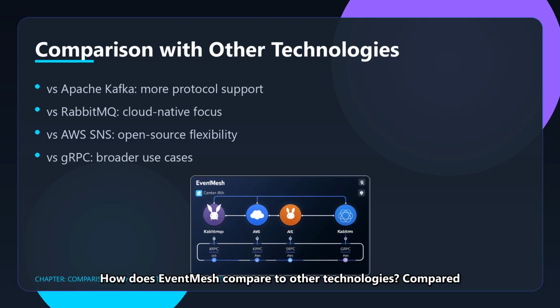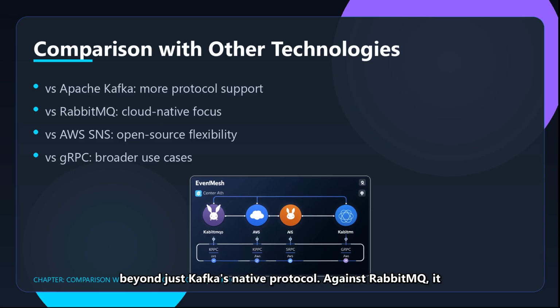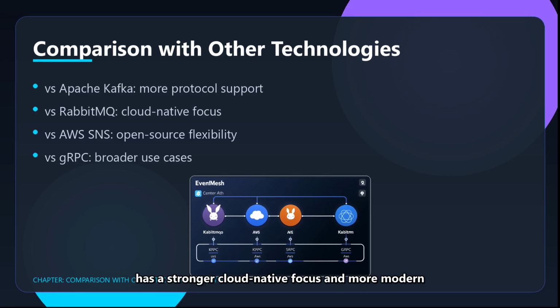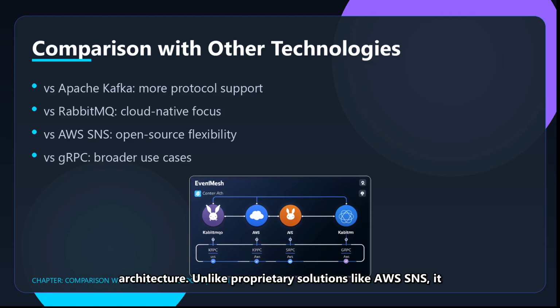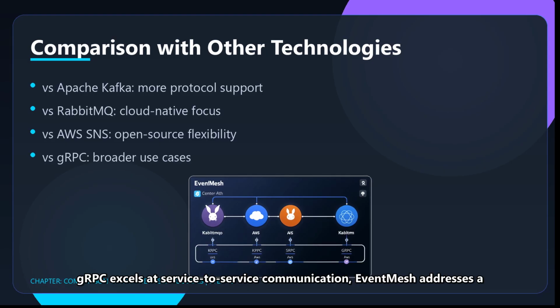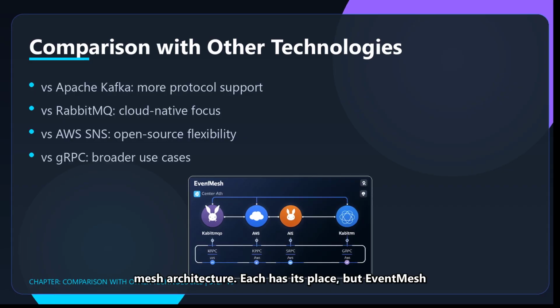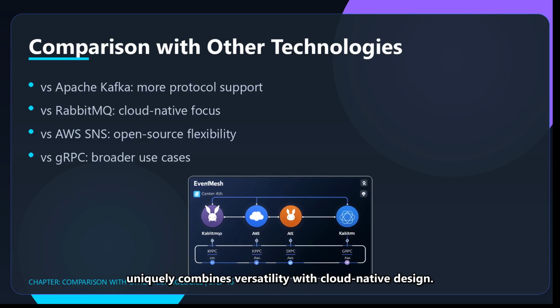How does EventMesh compare to other technologies? Compared to Apache Kafka, EventMesh offers broader protocol support beyond just Kafka's native protocol. Against RabbitMQ, it has a stronger cloud-native focus and more modern architecture. Unlike proprietary solutions like AWS SNS, it provides open-source flexibility and vendor independence. And while gRPC excels at service-to-service communication, EventMesh addresses a broader range of eventing use cases with its mesh architecture. Each has its place, but EventMesh uniquely combines versatility with cloud-native design.